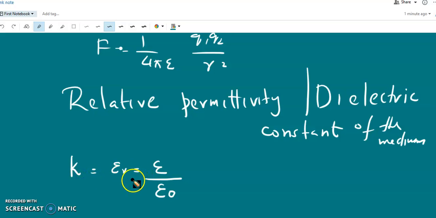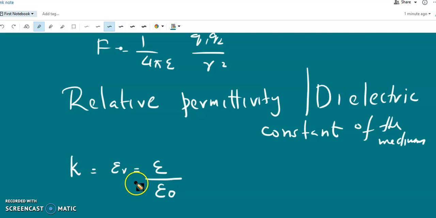So this quantity is dimensionless because epsilon and epsilon 0 are both permittivities, and therefore they have the same dimension. So we can cancel the dimensions of the numerator and the denominator, and therefore this quantity epsilon R is dimensionless. So this quantity characterizes the electrical properties of the medium.